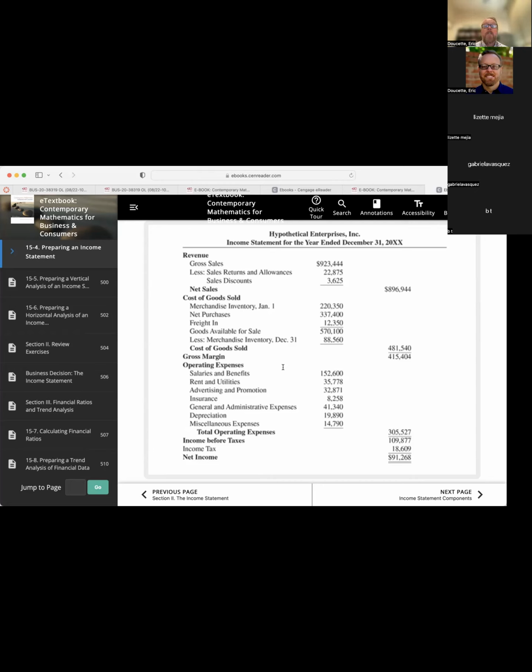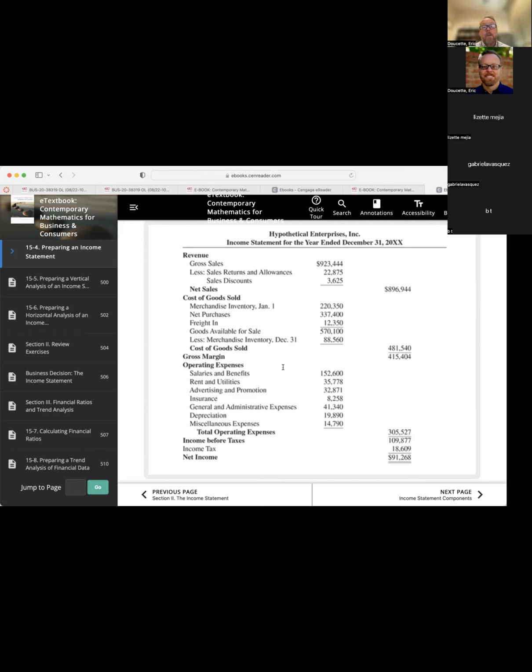So all in all, their net sales after they removed the returns, allowances, and discounts from their gross sales comes to $896,944. So that's what you might call their net sales, or their revenue after all of their returns and discounts. All right. Then you take that amount and you need to minus from it your cost of goods sold.